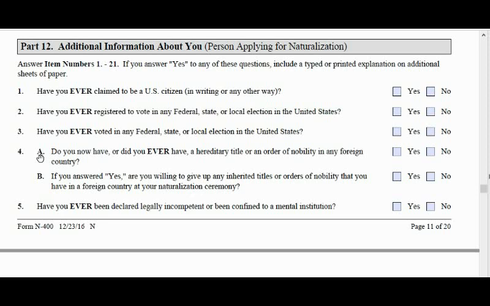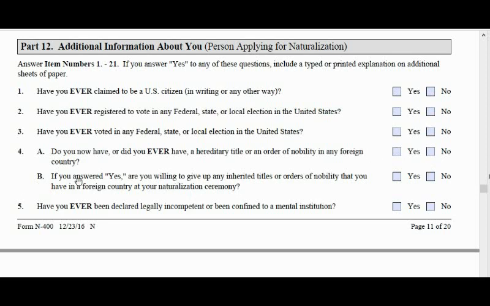Basically, what this is about is whether you have any title that gives you a privilege at the expense of other people. If that's the case, you check yes. If not, you check no.